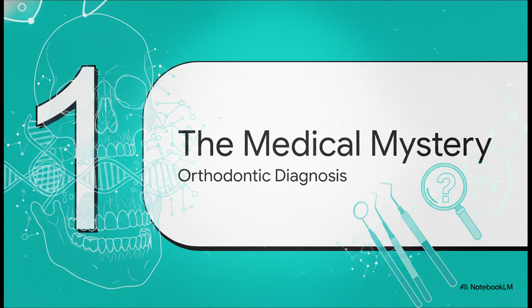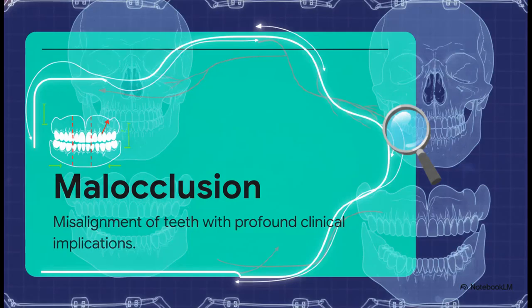Section 1. The Medical Mystery. Now, to solve this mystery, we've got to nail down some clinical terminology first. The absolute key word you need to know here is malocclusion. Malocclusion is that fundamental misalignment dental students are trained to spot right away. It's the core biological problem. This course digs deep into the principles of malocclusion and, absolutely crucially, its clinical implications.